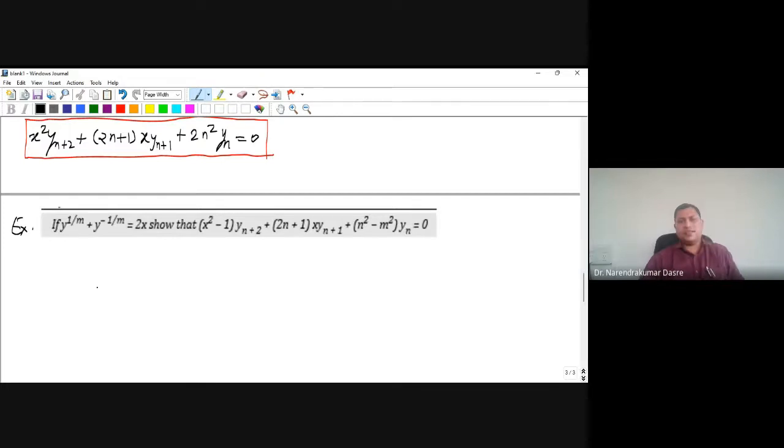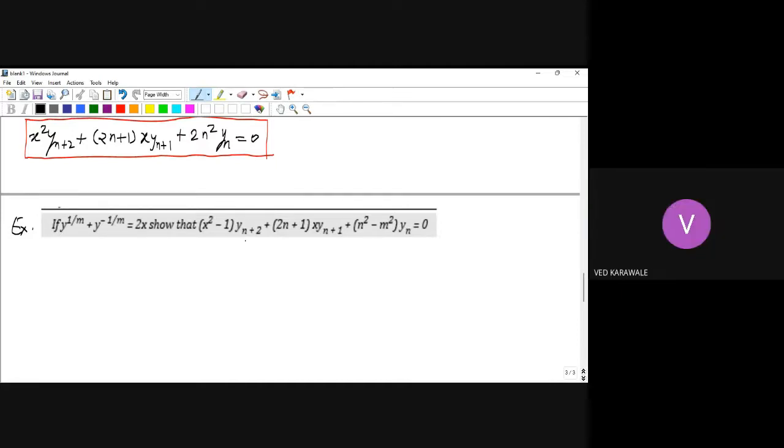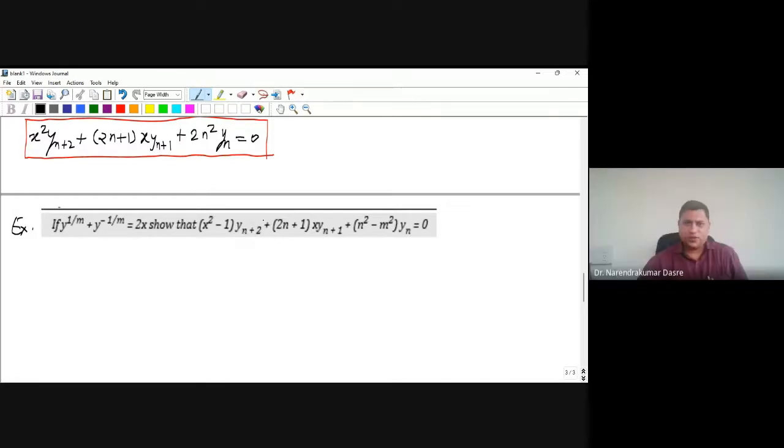So think of this example now. What we have is, if y raised to 1 by m plus y raised to minus 1 by m is equal to 2x, then we have to show this. Again, what should be our goal or target? Find the second order, yn plus 2. This is our target. When we find this, the rest will follow. If we want to find yn plus 2, that means first we have to find the second derivative and then its nth derivative. So we have to find the nth derivative of the second derivative.